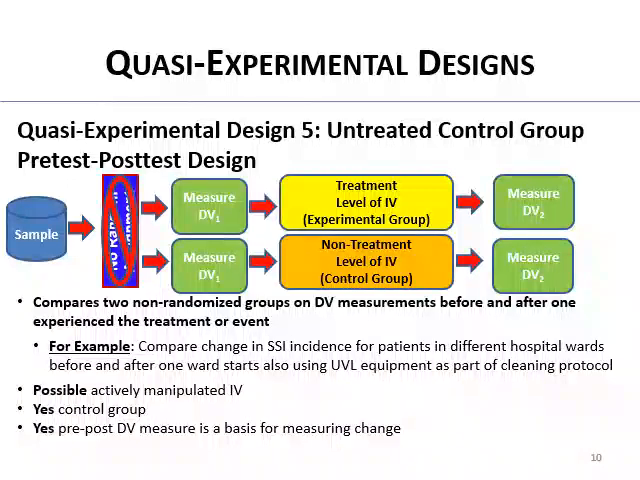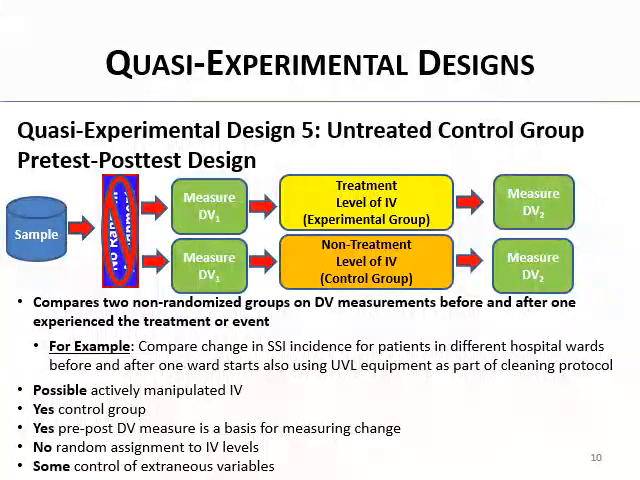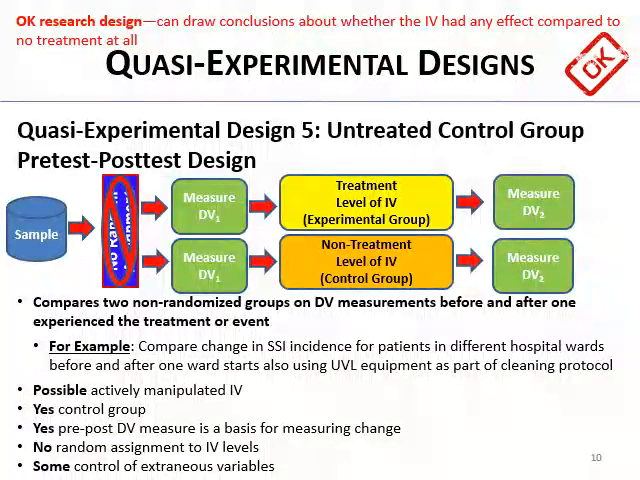That's good. There is pre-post measurements. You could say, yes, there was definitely change observed, but there's no random assignment, and there's just some control of extraneous variables. The fact that you have a comparison group helps in some ways control for the hospital management on everyone's case about reducing surgical site infections. Is that the effect? Well, that would affect the control group too, as well as the group that got the ultraviolet light equipment. So it's an okay design. You can draw conclusions about whether the IV had an effect compared to no treatment at all. You'd expect maybe bigger change in the treated group versus the control group.